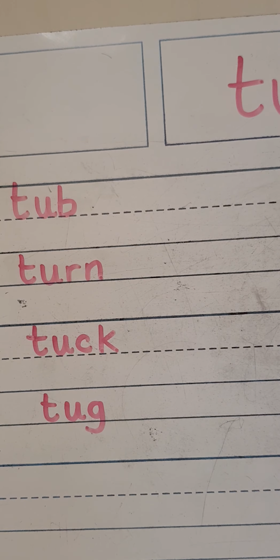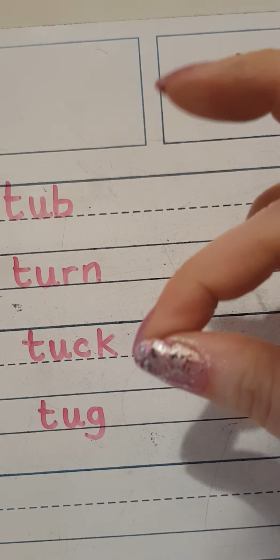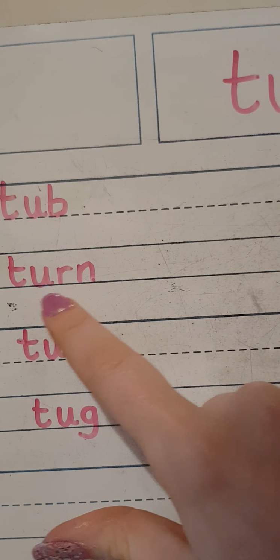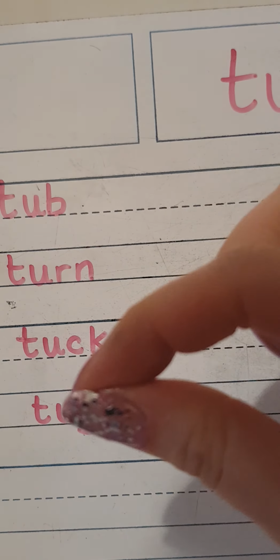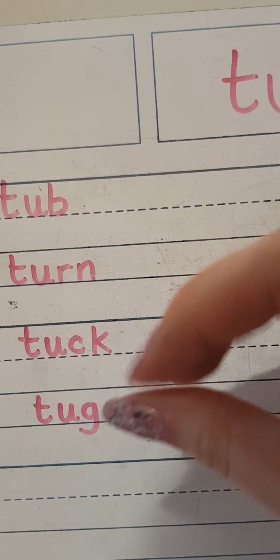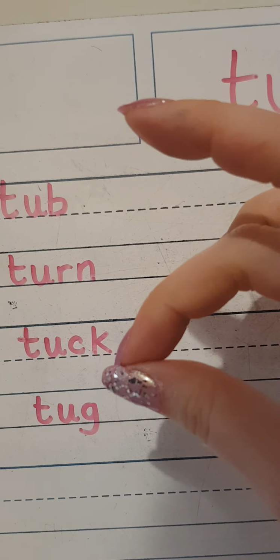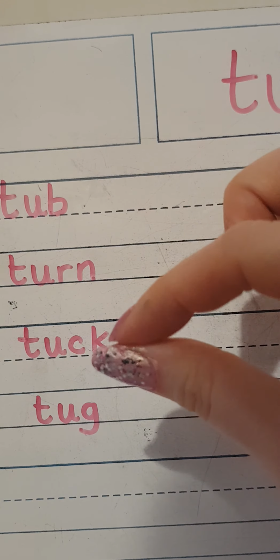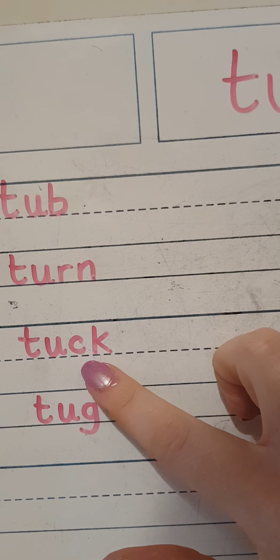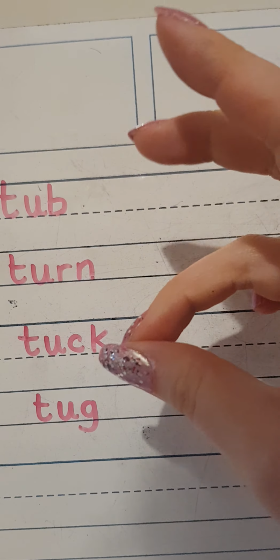So if I asked you to tap the first word there, you would tap it with 3 fingers and you would tap t, b, tub. And then if I asked you to tap the second one, it has or controlled, so you tap it as t, n, turn. This one has a digraph, so you tap it as t, k, tuck. So that's like to tuck somebody into bed, not I took a picture. And the last one again, just a normal one, t, g, tug.